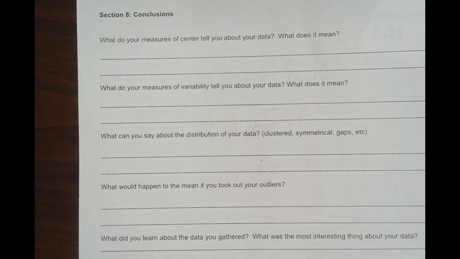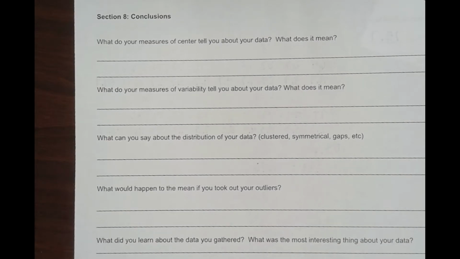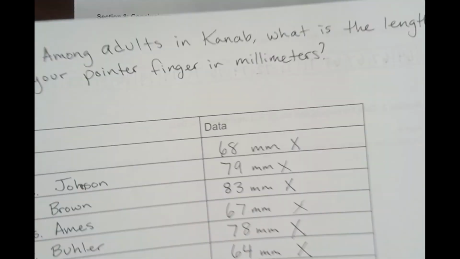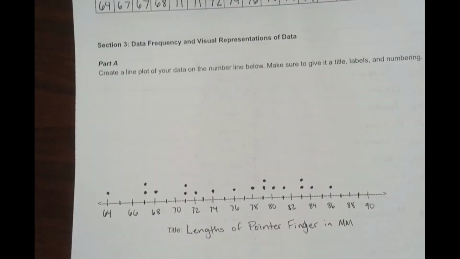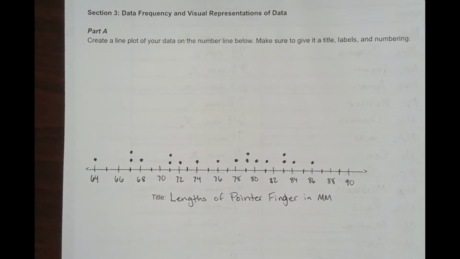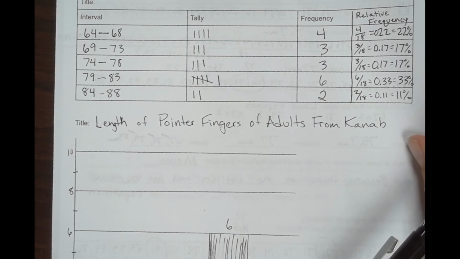All right, this is section 8 of your data project, conclusions. So we have gone over gathering data. We've made dot plots to show our distribution. We have made frequency histograms and frequency tables.